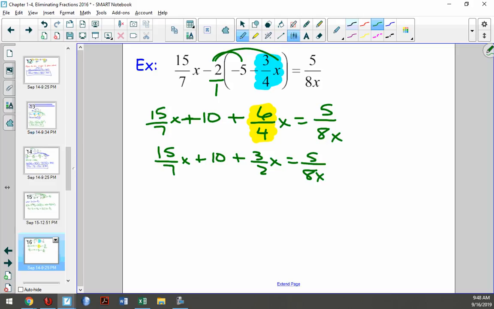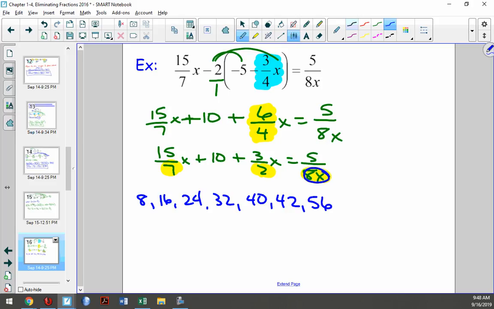Now, where are my fractions at? My fractions are going to be my 7, my 2, and my 8x. So I'm going to circle the biggest one, which is going to be my 8x. This is the one that I need to look at. So 8 times 1 is 8. 8 times 2 is 16. Times 3 is 24, times 4 is 32, times 5 is 40, times 6 is 48, times 7 is 56. 7 does not go into either of these numbers until you get to 56. Because 2 is even, 56 is going to be my LCD.